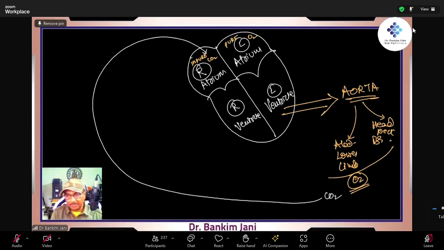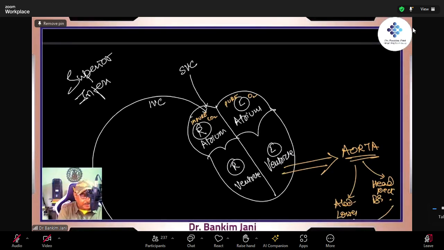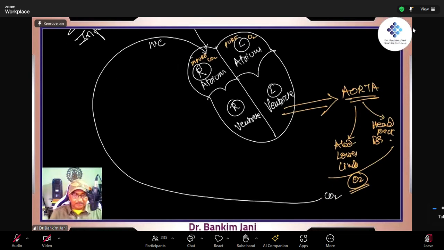Now it will be coming back by two paths. They are called the vena cava. Blood which will be coming from the head and neck and brain, from the top, is by superior vena cava, and from the lower limbs and abdomen, it is inferior vena cava. So superior and inferior vena cava. Now this blood is having CO2, deoxygenated blood.